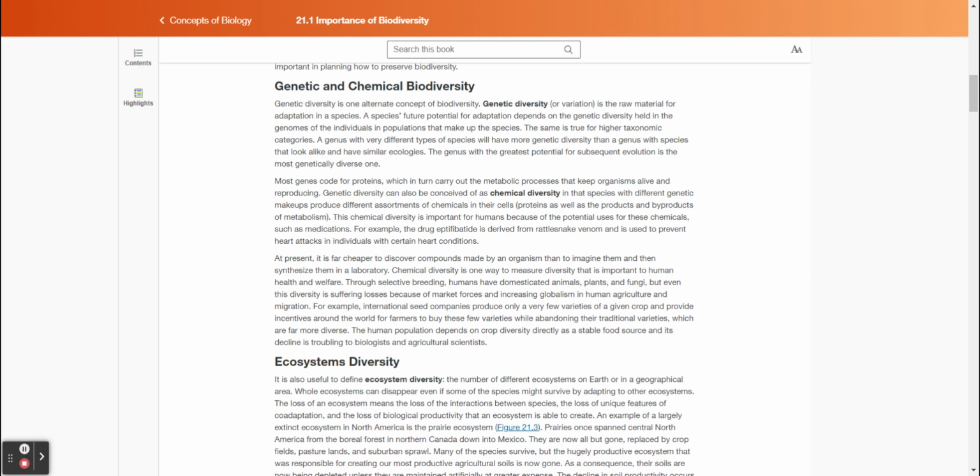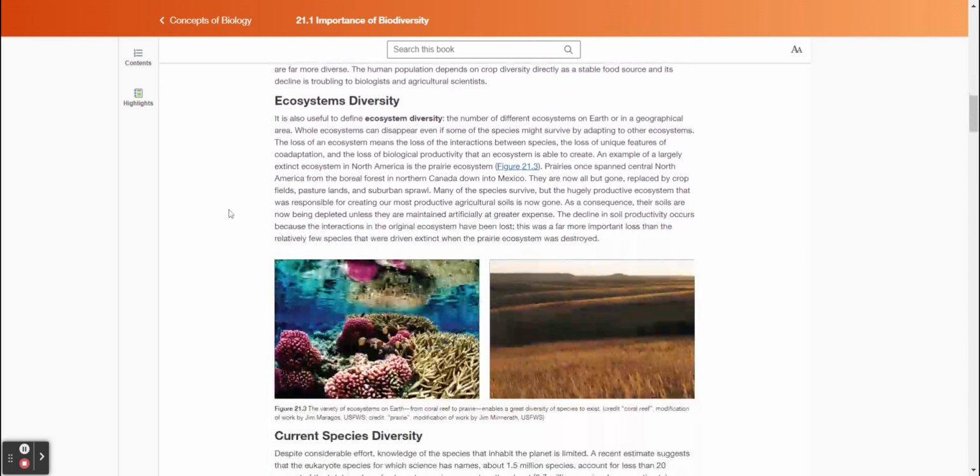The human population depends on crop diversity directly as a stable food source, and its decline is troubling to biologists and agricultural scientists.